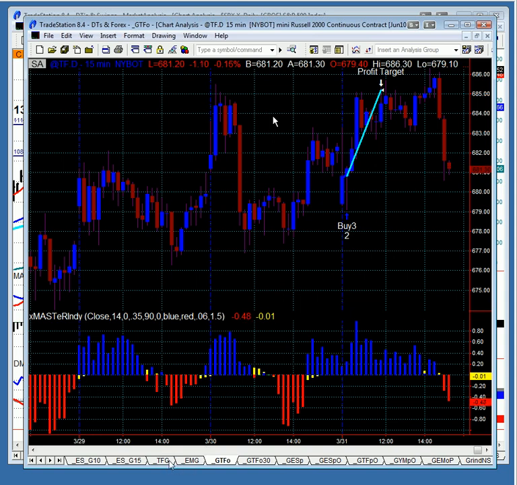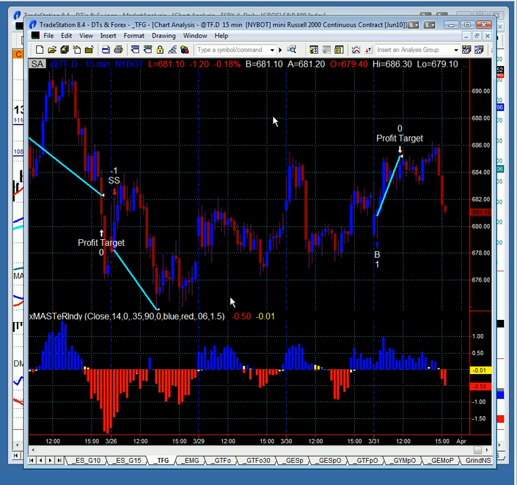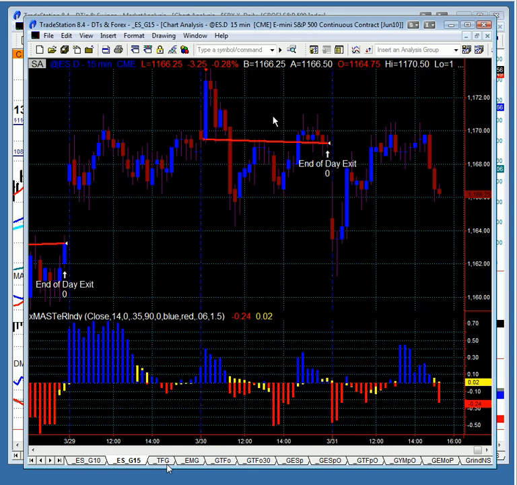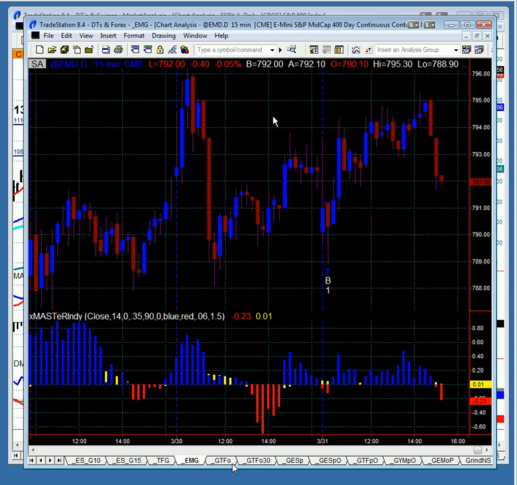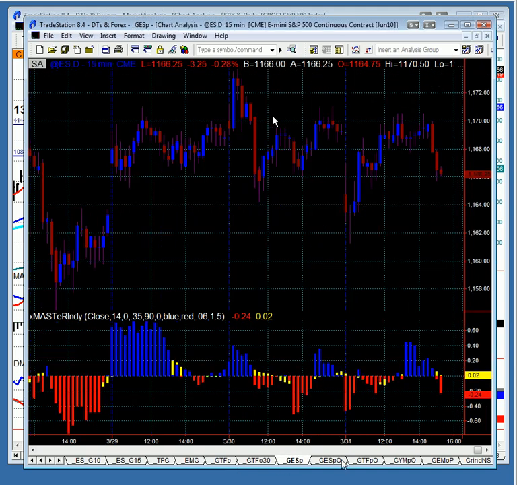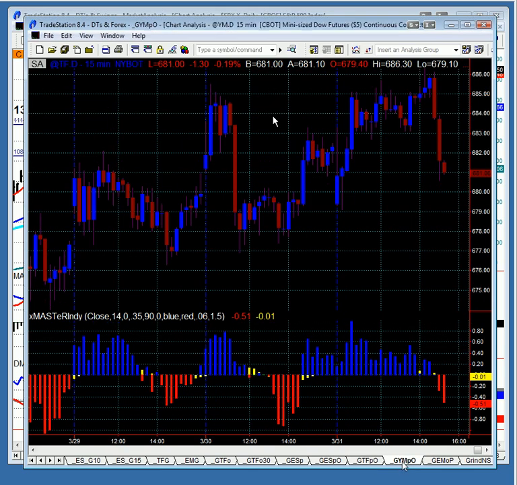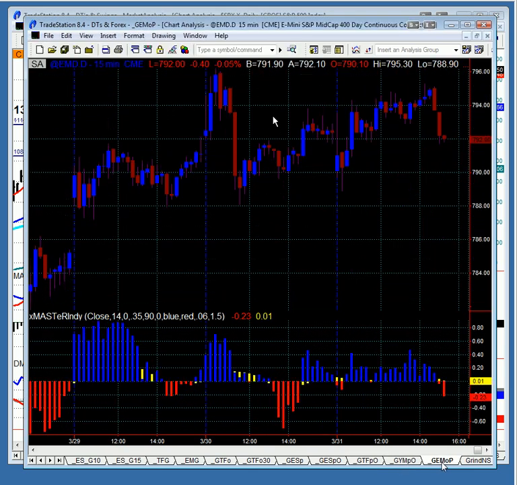The actual TFG went long as well. Look at these beautiful winners. These actually comprise our dual day trader, TFO, which we're going to look at in a second. Not really any other trades going on. ESG10 is long, ESGT15 is not. EMG is actually long, believe it or not, still holding on to that exposure. GSP, flat, GSPO, flat, GTFPO, flat. The GEM and the GEM are both flat.